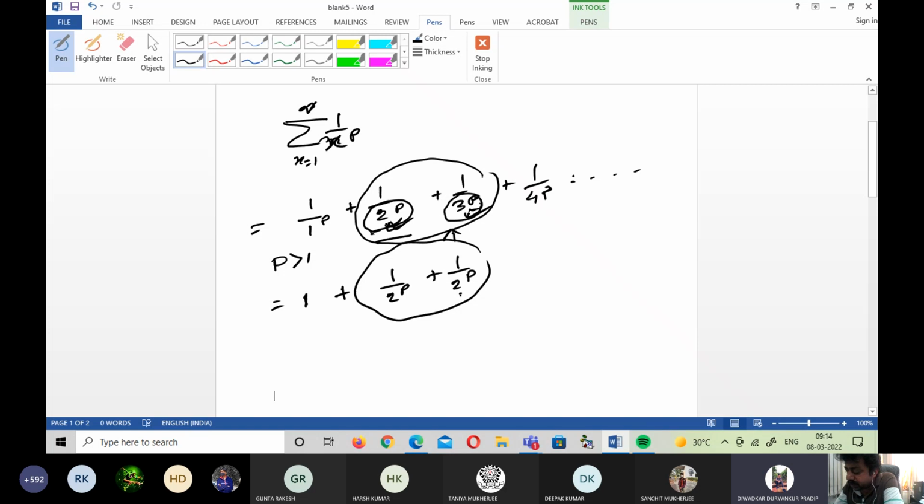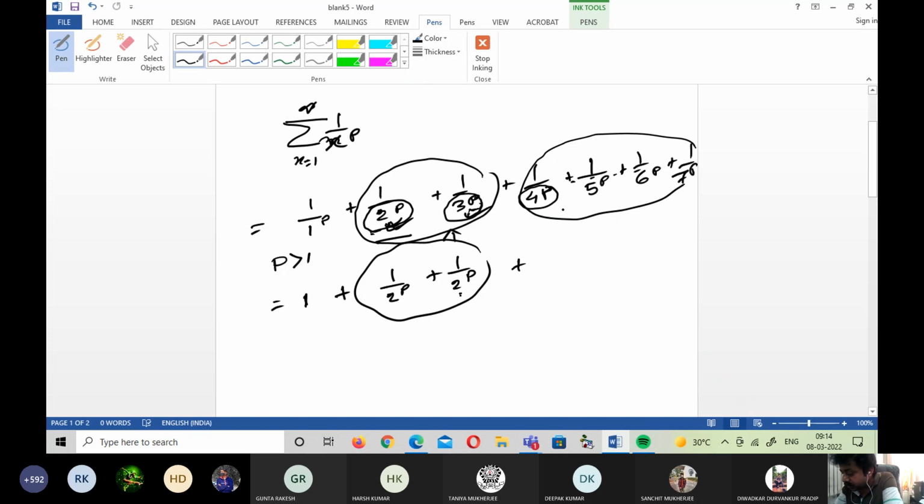Similarly, 1 by 4 to the power P plus 1 by 5 to the power P plus 1 by 6 to the power P plus 1 by 7 to the power P. This sum, as P is greater than 1, 1 by 4 to the power P, this is the least denominator. So it can be written as 1 by 4 to the power P plus 1 by 4 to the power P, 4 by 4 to the power P.